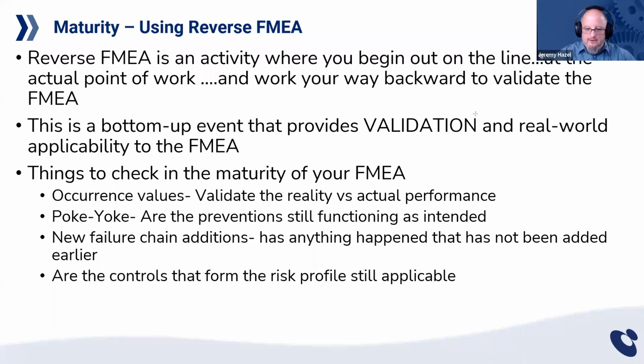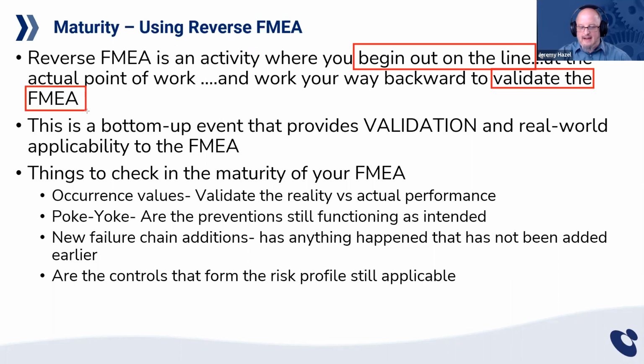Now, in reverse FMEA, you walk out to the line. It is a Gemba style activity. It is a go and see activity. And what you do, you work your way from the line and you're trying to validate the FMEA. Now, what do I mean by validate? In the earlier cycles, you made a theoretical prediction around the risk profile for your process. This validates it and tells you you were right, or it validates it because it tells you you are wrong.